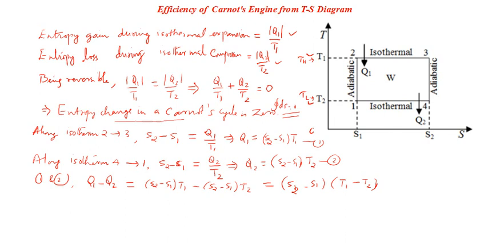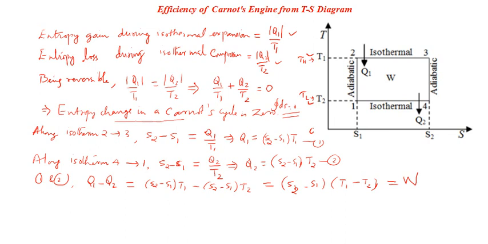What is this T1 minus T2 into S2 minus S1 actually? T1 minus T2 means this much, right? And S2 minus S1 means this much. So isn't this the area? And you have already concluded that the area enclosed by the cyclic process in the TS diagram will give you the net work done during the cycle.